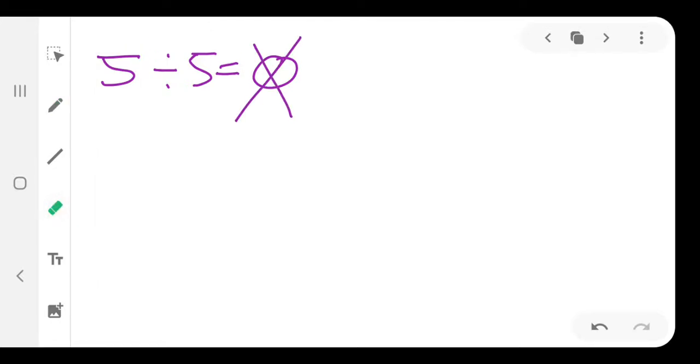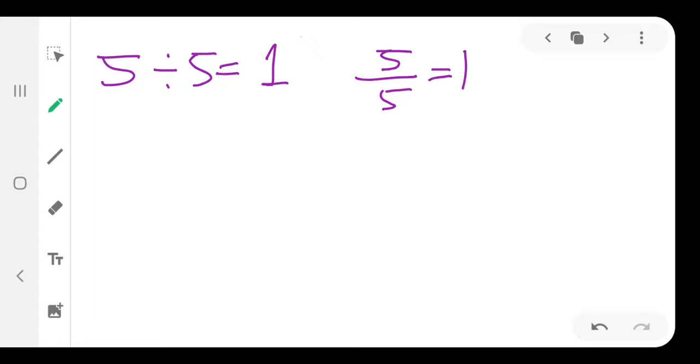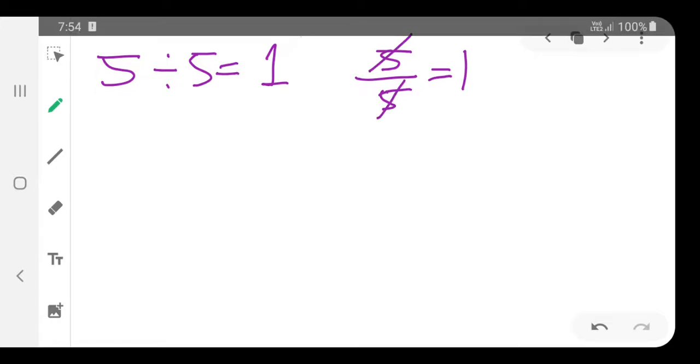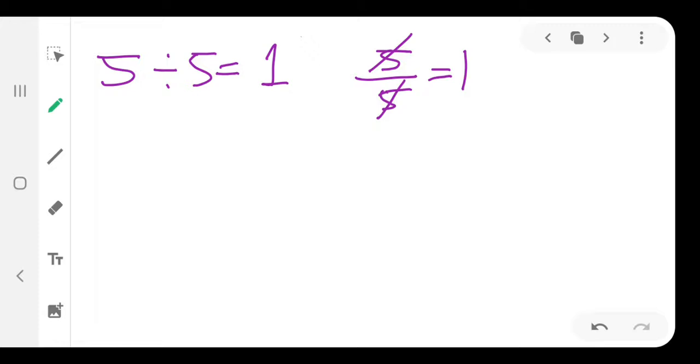First thing, let's say 5 divided by 5 is how much? 0? Is it so? No, it is not. So what is it? 5 divided by 5 is obviously 1, right? Or we can also write 5 by 5 is 1, because we know already fraction is kind of division. So 5 divided by 5 is 1. So any number divided by that number will be 1.